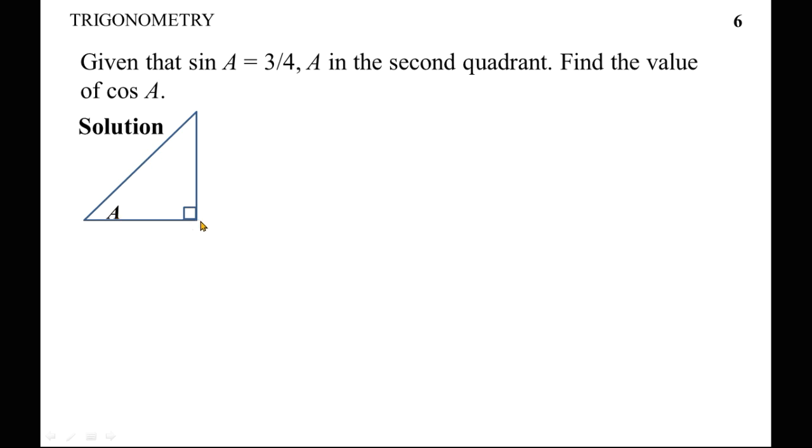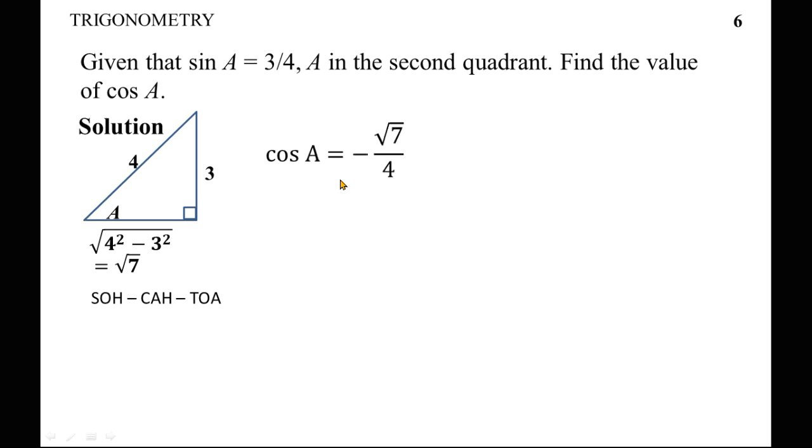It means based on the definition, sine A equals 3 over 4, which means the opposite side equals 3 and the hypotenuse of the triangle will be 4. That also means the other side, using the Pythagorean theorem, will be square root of 4 squared minus 3 squared, which equals square root of 7. Based on the definition of cosine, cosine is the adjacent, square root of 7, over the hypotenuse. So cosine will be square root of 7 over 4.